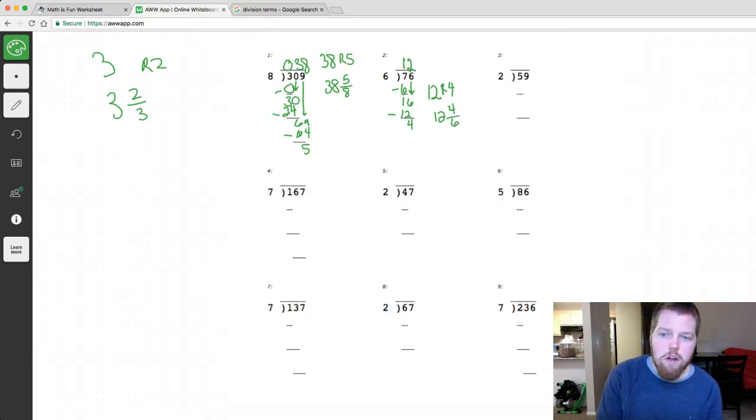Can 2 go into 5? Yes. How many times? 2 times 2 is 4. Do our subtraction. Carry down our next place value. 2 into 19, 9 times. 9 times 2 is 18. Do our subtraction. 1. 29 remainder 1, or 29 and a half.